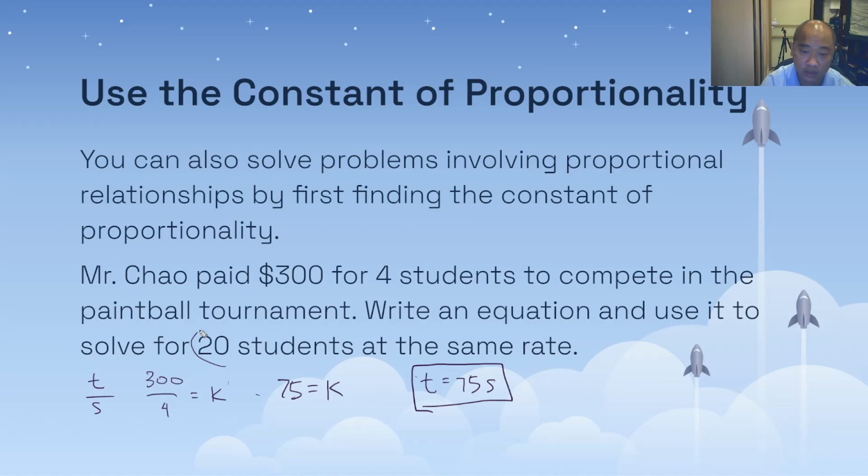So then we'll take 20 is equal to S. And we'll plug that into here, and we'll get 75 times 20 equals T. And what is that? 1,500? 1,500 equals T.